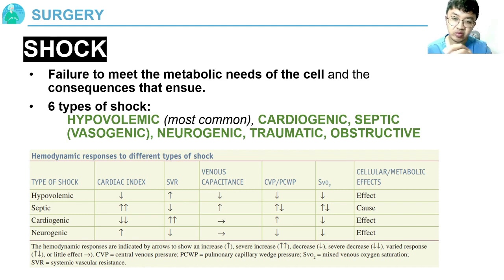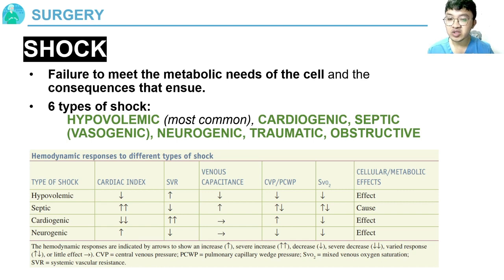This table from Schwartz, you have at least 2 or 3 tables in Schwartz which discuss the different types of shock, but I prefer this one because it has an in-depth bird's eye view of how the different types of shock contribute to different hemodynamic parameters. So they've just listed four.